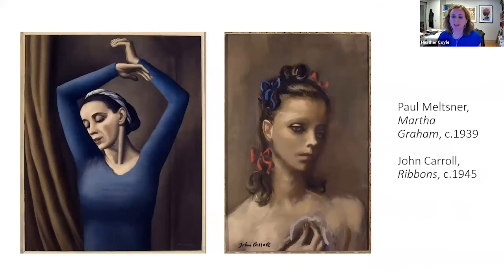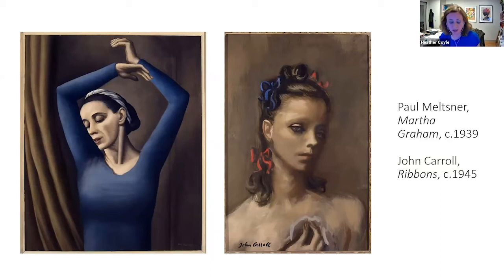In the 40s, Sexton really leaned into purchasing haunting, mysterious images of women. Paul Meltzner is best known for his evocative paintings of Martha Graham and her troupe, and his work was handled by the Midtown Gallery. John Carroll's neo-romantic portraits of misty-eyed women were extremely popular in the 40s, though he was practically forgotten by the time of his death.